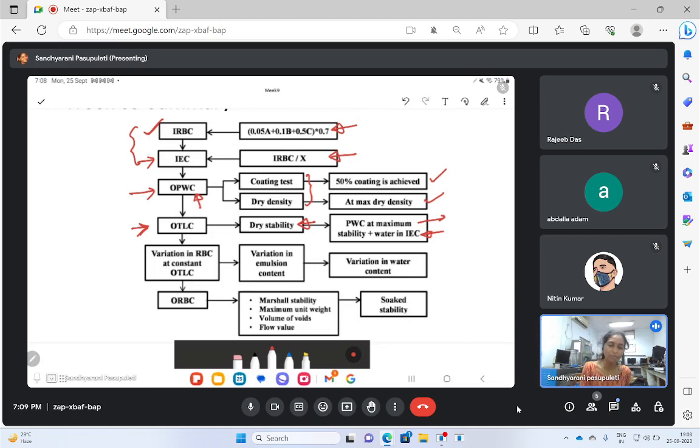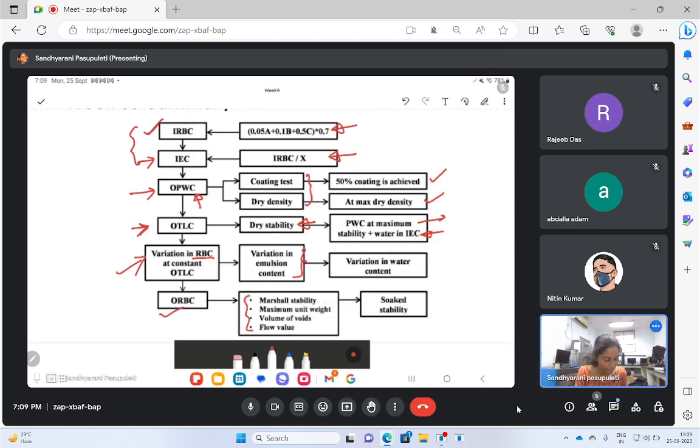Once the optimum total liquid content is finalized, now we have to calculate the optimum residual bitumen content. So we will keep the optimum total liquid content constant, then vary the bitumen content. When I say that I am varying the bitumen content, that means I am varying the emulsion, because bitumen is present in the emulsion. Then the optimum residual bitumen content is finalized based on these four.